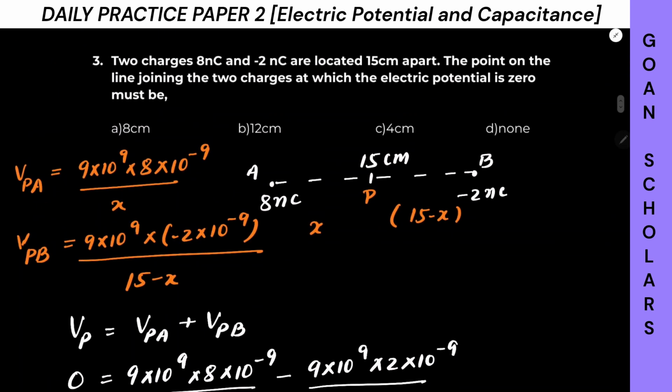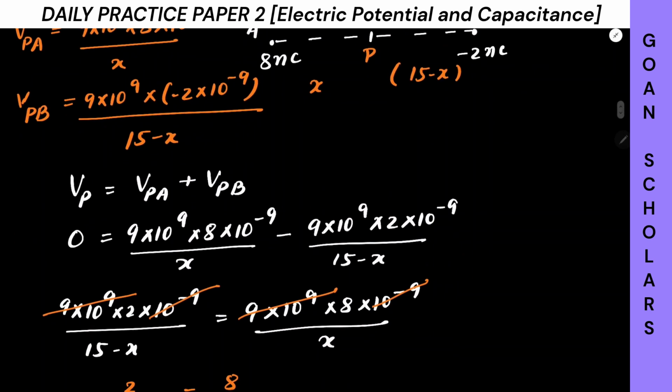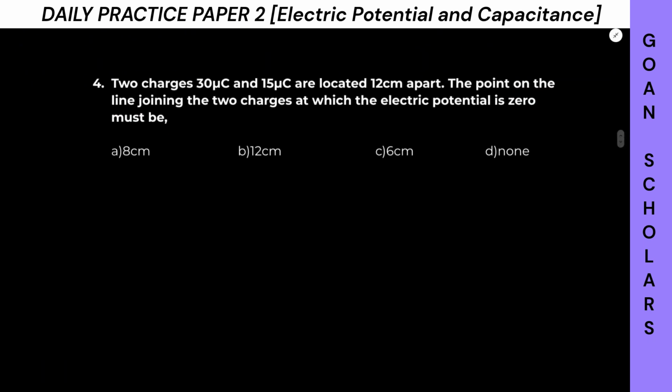Let's see the correct answer. So x is equal to 12 centimeter, Option B for question number 3. Let's move to question number 4.